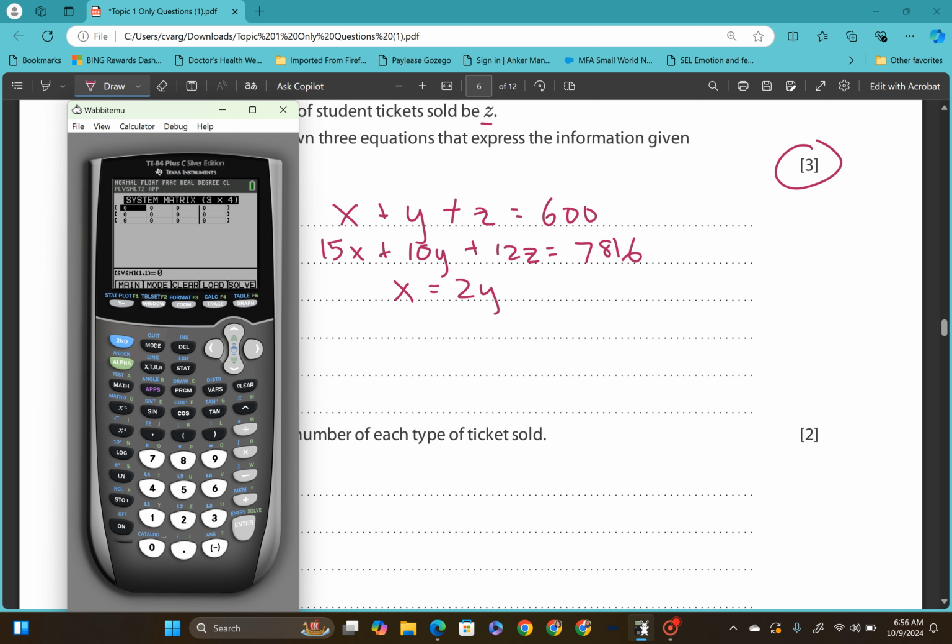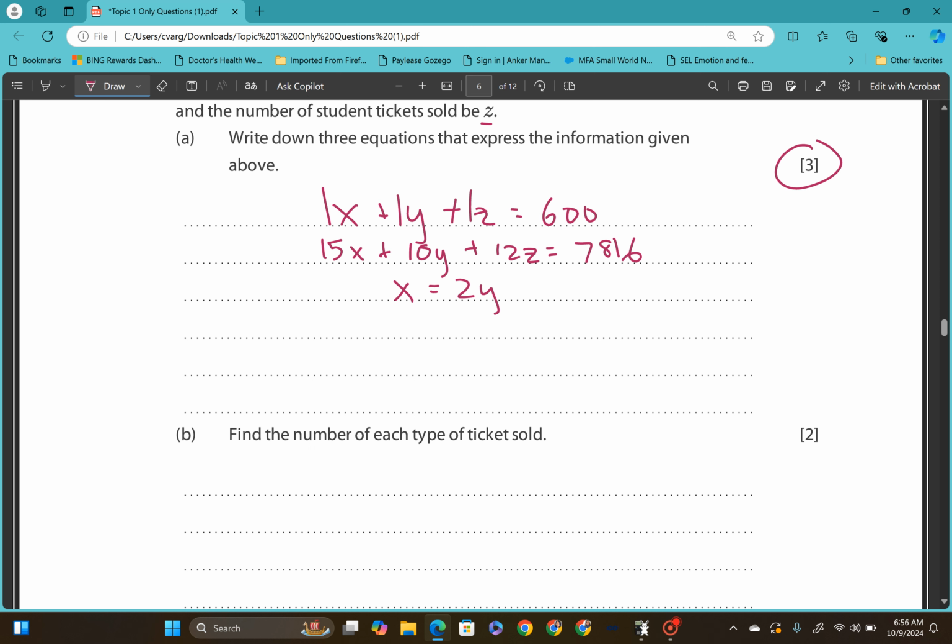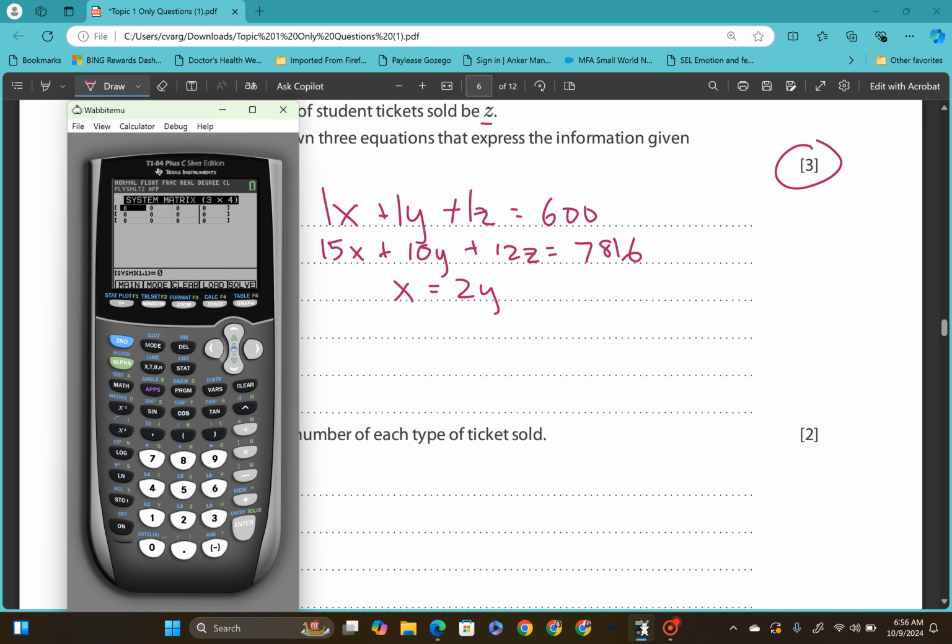Okay, so now for plugging things in, right? In front of the X and the Y and the Z, there are ones. So I'm going to go 1, enter, 1, enter, 1, enter. And the number that's by itself after the equal sign is 600. Enter. Okay. For the next line, 15 is the coefficient for X, 10 is the coefficient for Y, and 12 is the coefficient for Z. And then that total number of tickets adds up to 7816 for the amount of money.